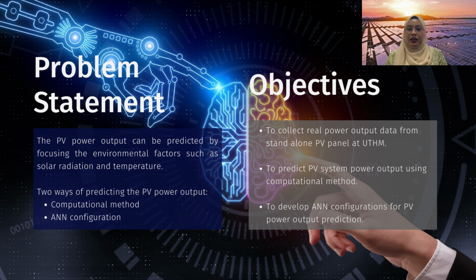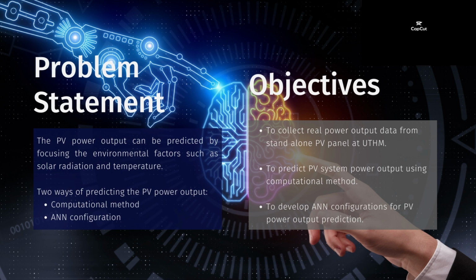The objective of this project is to collect the real power output data from the standalone PV panel at UTHM. The second objective is to predict PV system power output using the computational method. And lastly, to develop ANN configuration to predict PV power output.